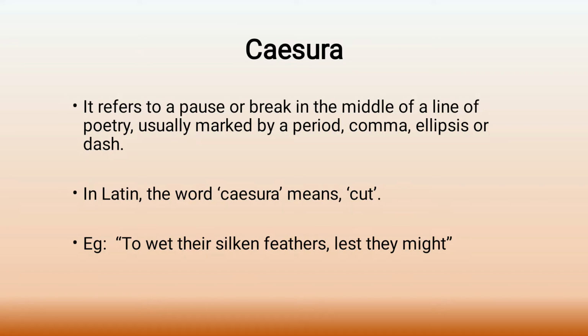In Latin, the word caesura means cut. That you have to remember. Maybe we will be getting a question like that: what is the meaning of the word caesura in Latin? Then we have to say it is cut. And here is an example taken from the poem. To wet their silken feathers, lest they might. See, there we can see a comma, right? After silken feathers, we have a comma, then lest they might. So that comma is an example of caesura. Fine, let's move on.